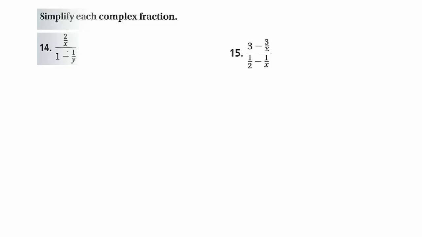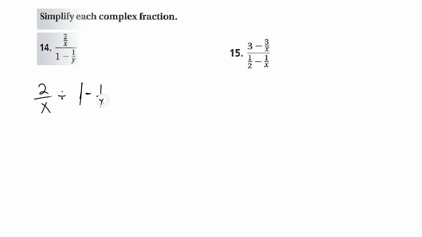For complex fractions, the key is that we're just dividing. So this is 2 over x. Now I'm going to write this as divided by 1 minus 1 over y. Now this looks really sloppy because we have fractions and fractions. That's why we call them complex fractions. This bottom one is intimidating, but here's the idea. I don't want to have fractions and fractions.